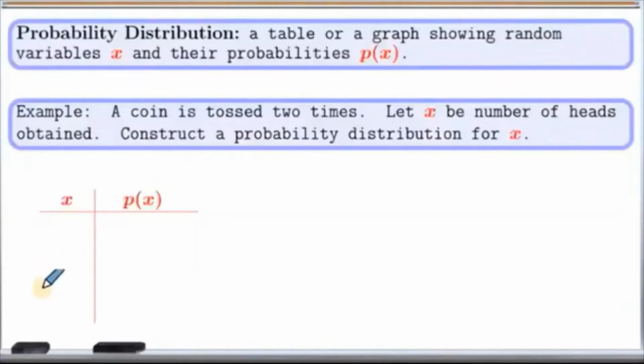Now, let's define probability distribution. A table or a graph showing random variable x and its probabilities P(x) is a probability distribution. Basically, if we draw a table or a graph that has x values and their probabilities, then it is a probability distribution. So let's look at this example of probability distribution.